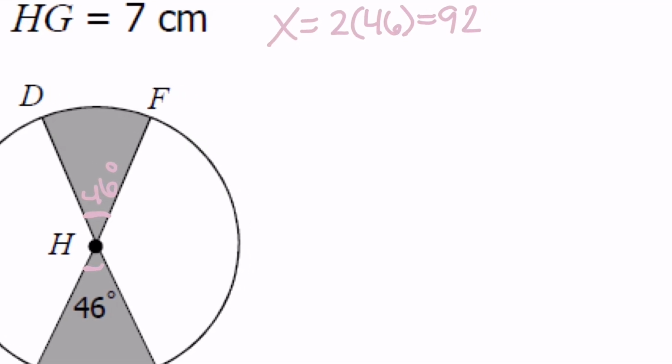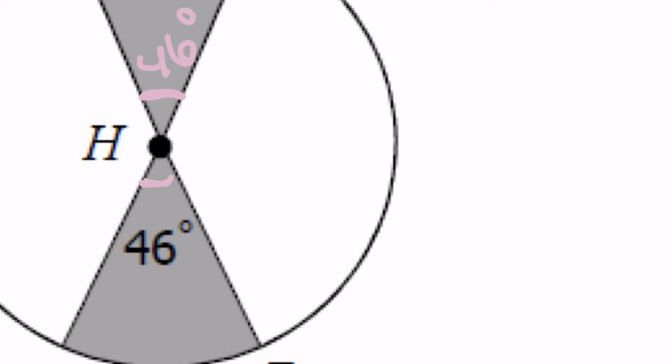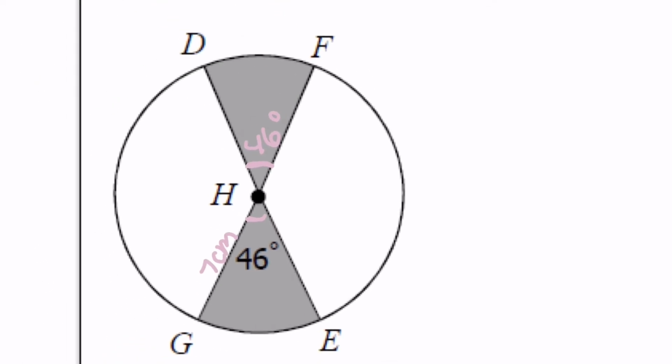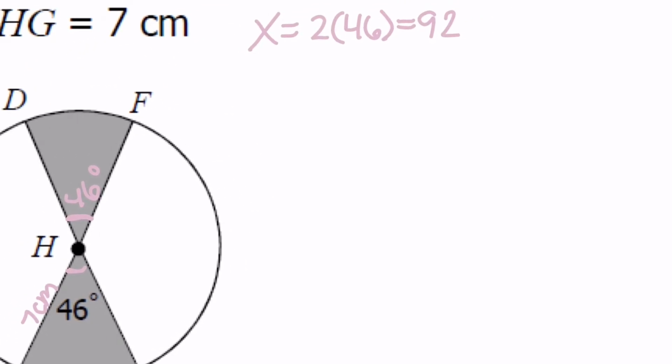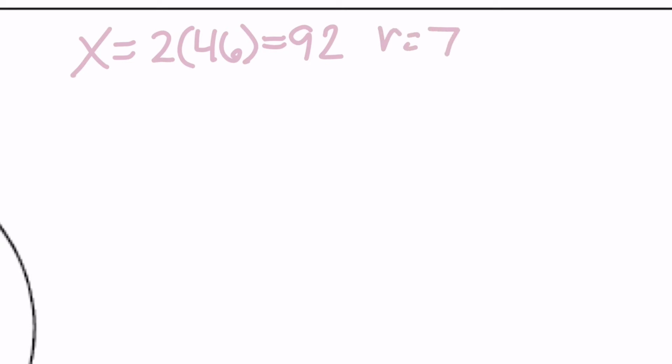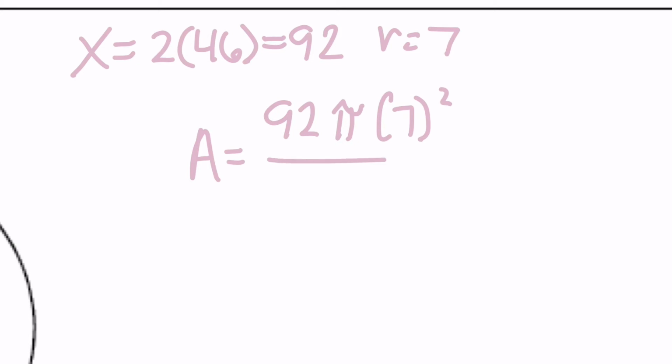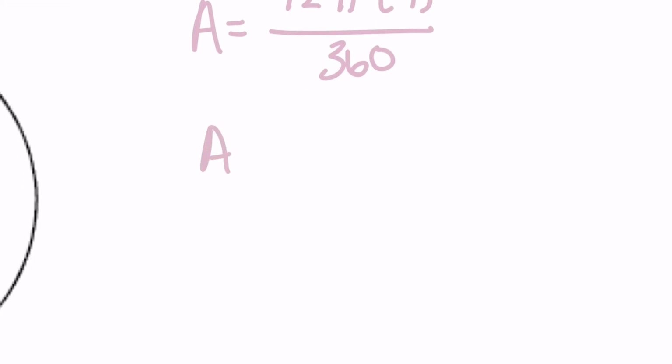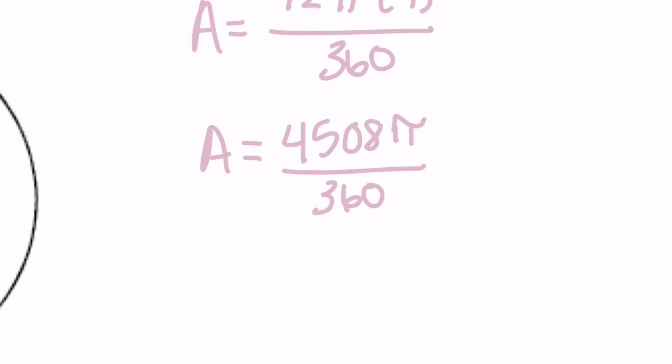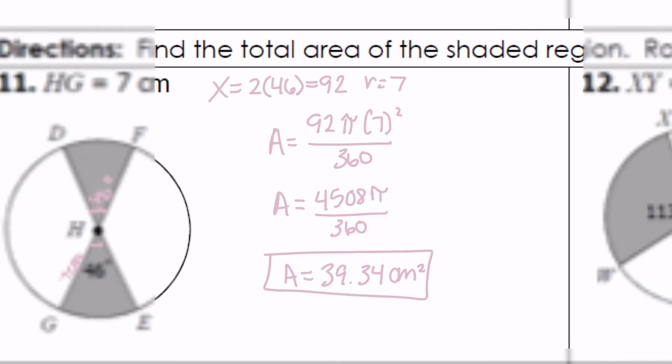Okay. And then my radius is still, let's see, HG is 7 centimeters. Since my radius is the same all around, the radius on both is still 7 centimeters. So R equals 7. So if I put all this in my formula, A equals 92 pi times 7 squared over 360. And then I solve. So A equals 4,508 pi over 360. So then my area equals 39.34 centimeters squared. And that's it.